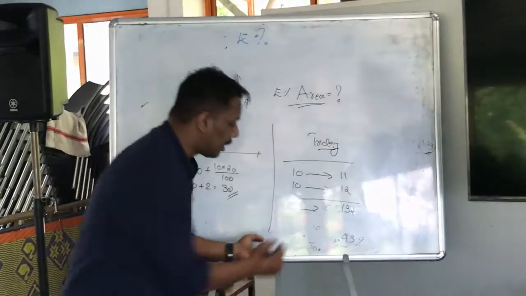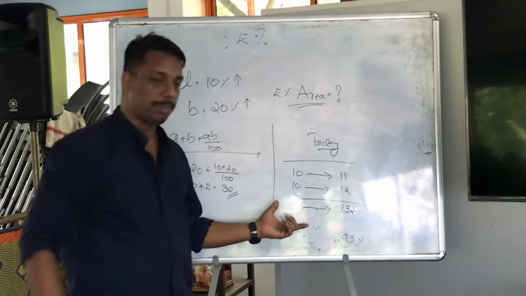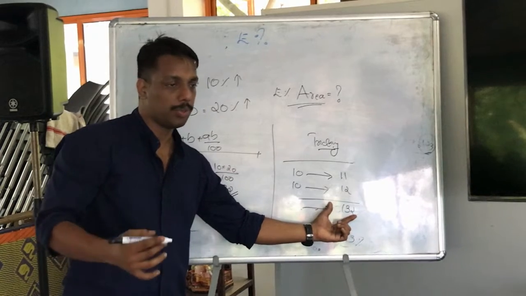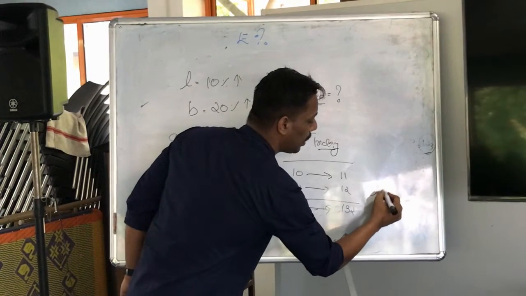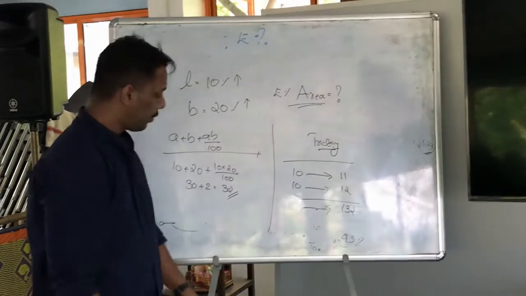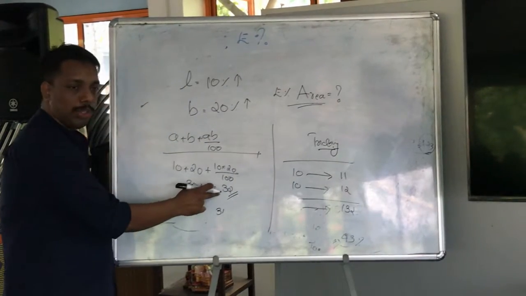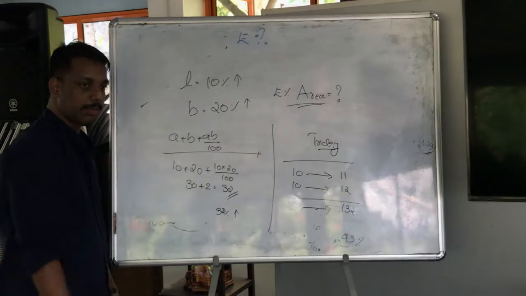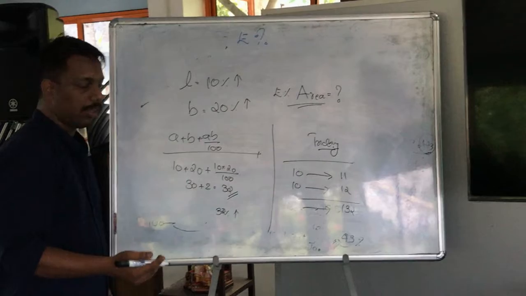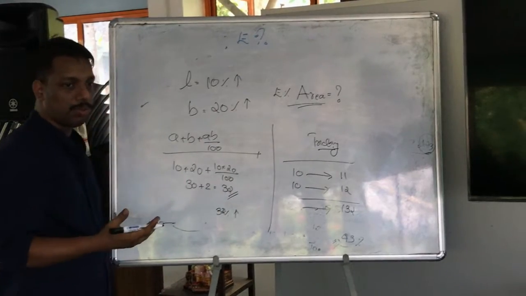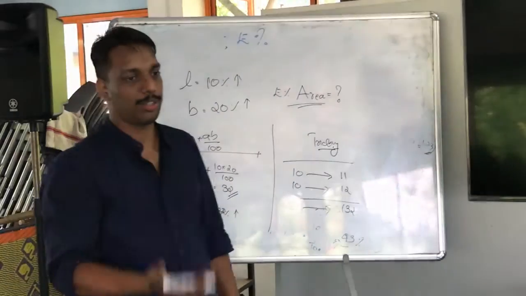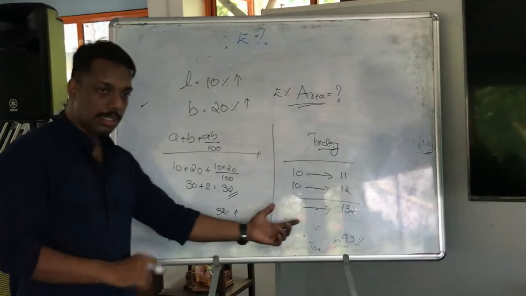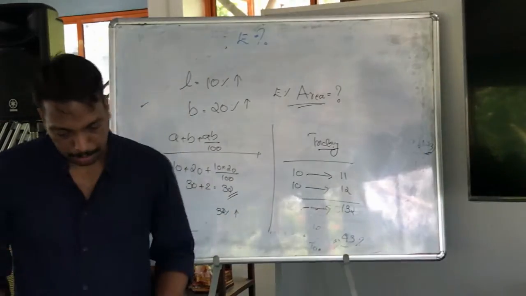What does it mean actually? If the initial value is 100, your final value will be 132, which means 32% increases, right? Here the value is plus, so the effective change is an increase. If you got the answer as minus 32, it means 32% reduces. Actually, it is a loss, right? You understand this problem? The next problem.